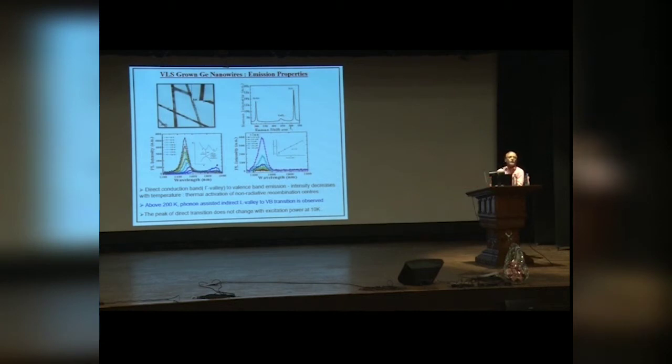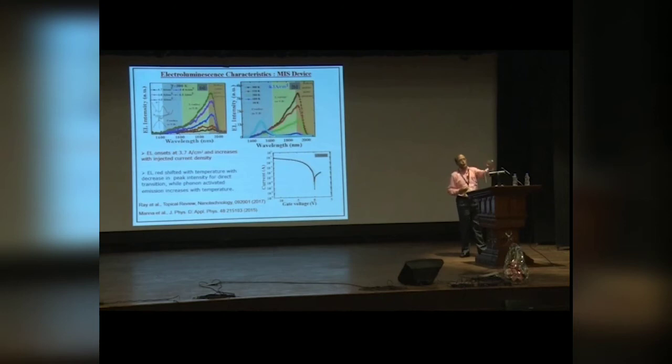Similarly, for a direct band gap semiconductor, if you change the excitation power source, the peak position does not change. So this is also a good signature that all this transition comes from the direct band gap of germanium. So the question is, can we make a device out of that? I mean, can you show that it works as an LED or a laser?